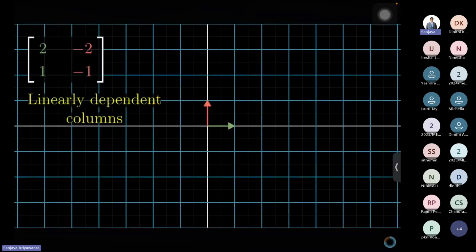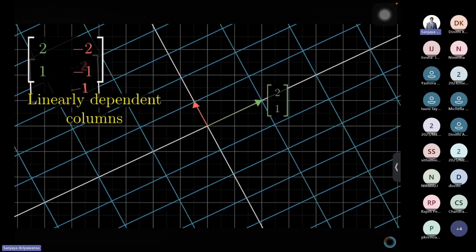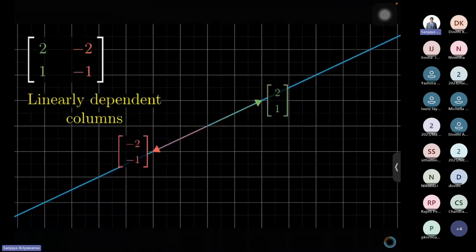If the vectors that i hat and j hat land on are linearly dependent, which, if you recall from last video, means that one is a scaled version of the other, it means that the linear transformation squishes all of 2D space onto the line where those two vectors sit, also known as the one-dimensional span of those two linearly dependent vectors.